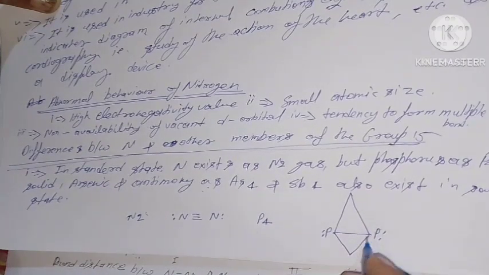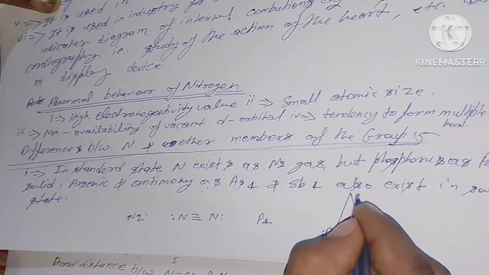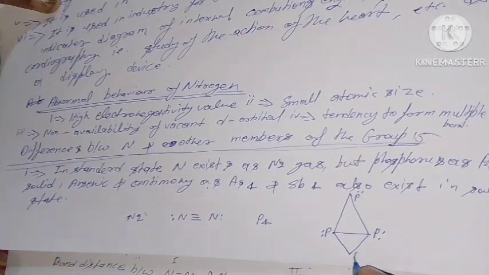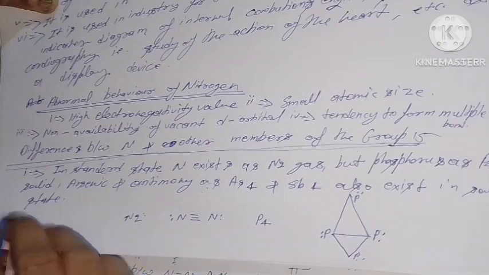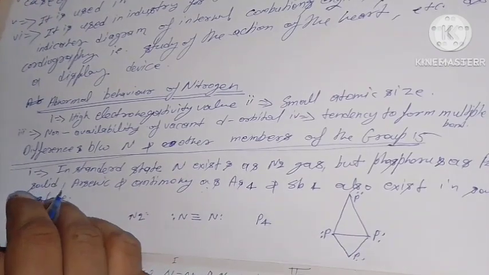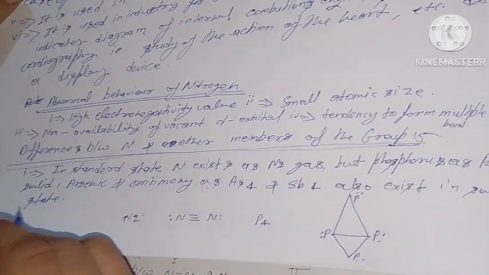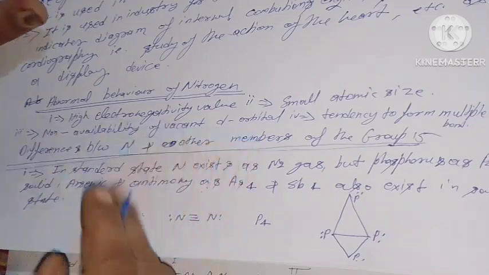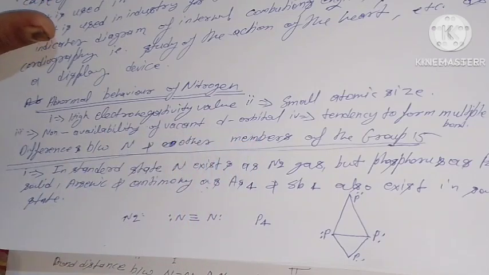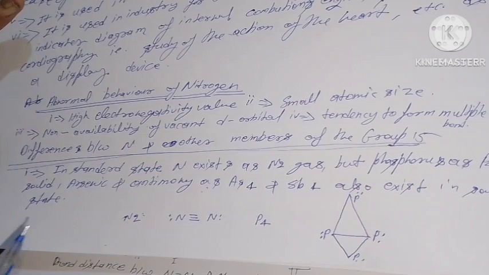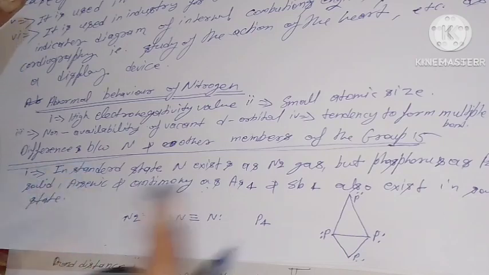Due to the large size of phosphorus, pi bond is not possible due to pp overlap, and so P2 does not exist.